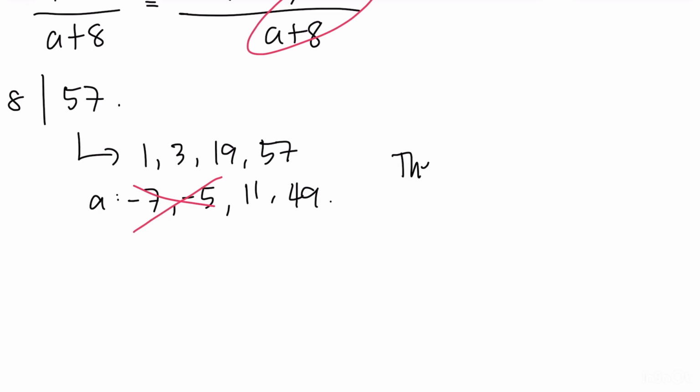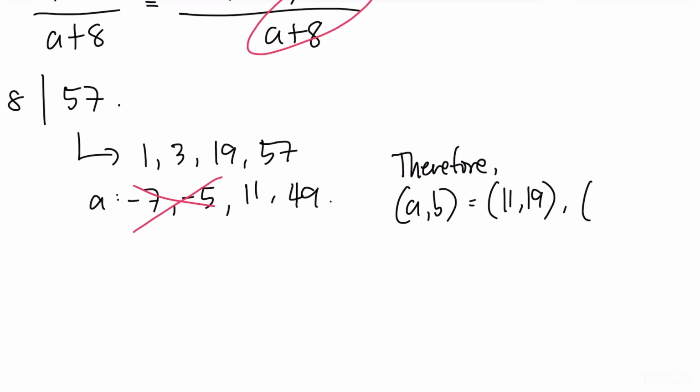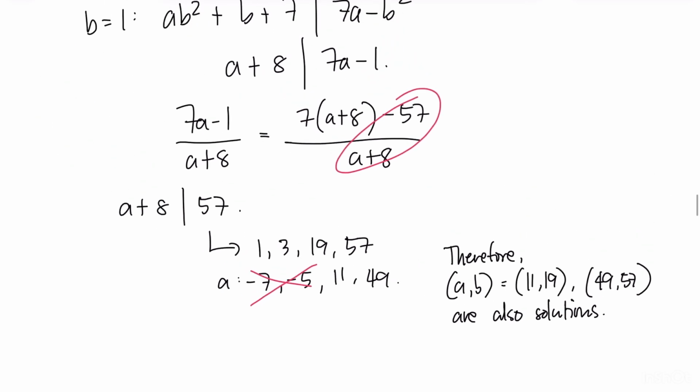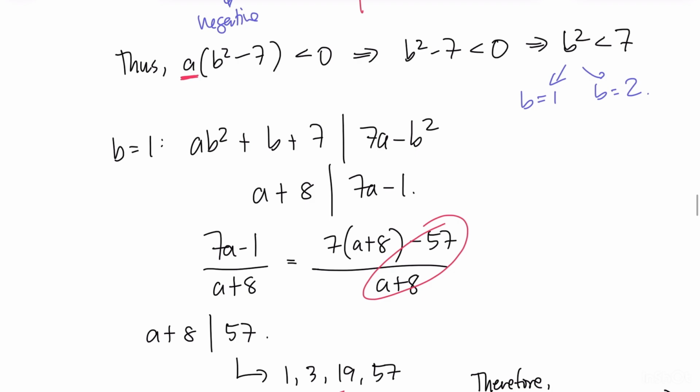So therefore, a and b, which is 11, 1 and 49, 1, are also solutions. So these are solutions for when b equals 1 here.